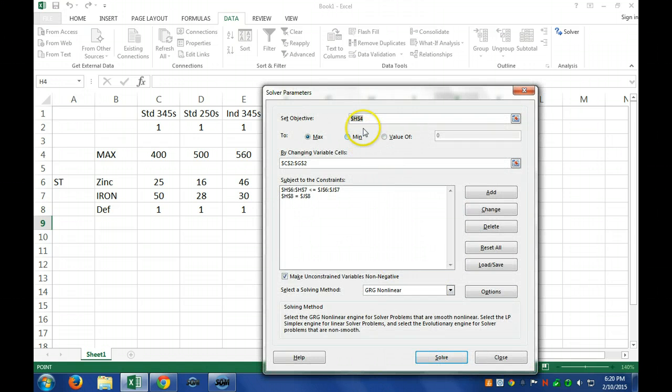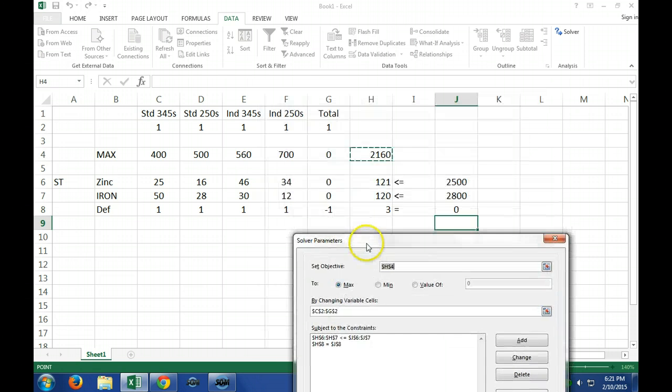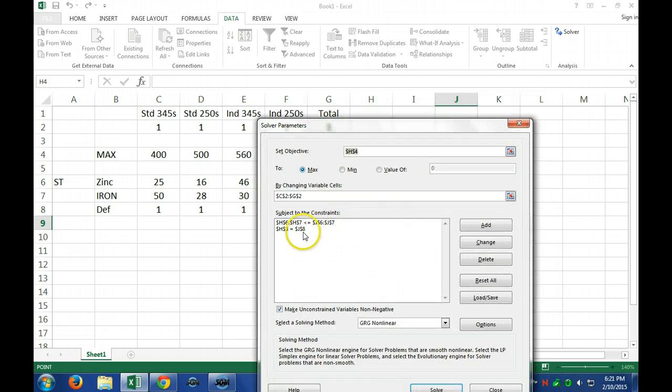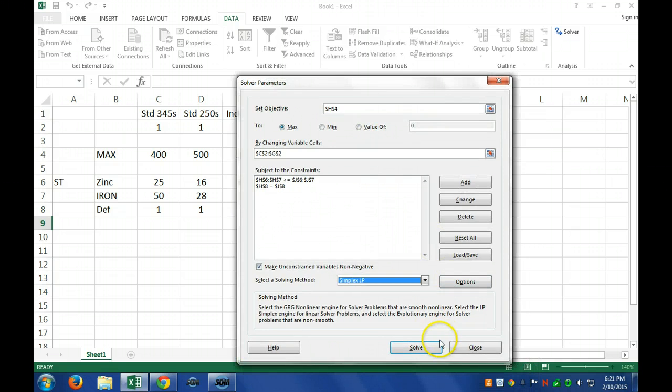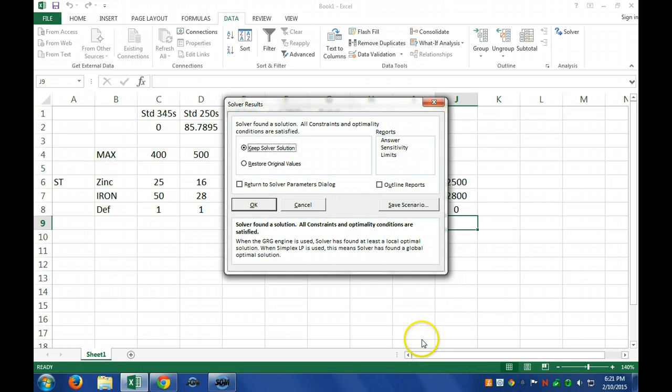Okay, so maximizing my profit, which lives in H4, changing all these variable cells. H6 through H7 is less than or equal to J6 through J7. That's my zinc and iron, respectively. And H8 has to equal J8. I'm defining it at that point. Let's change that to simplex LP. Let's click solve. Let's see what we get.